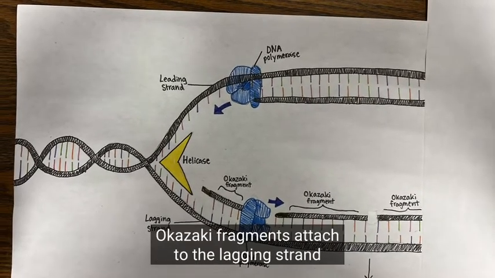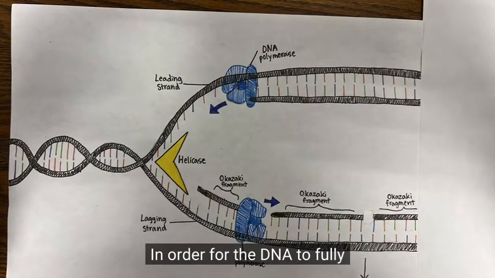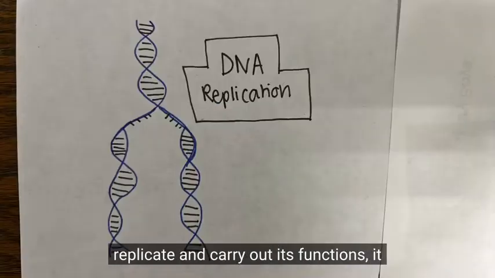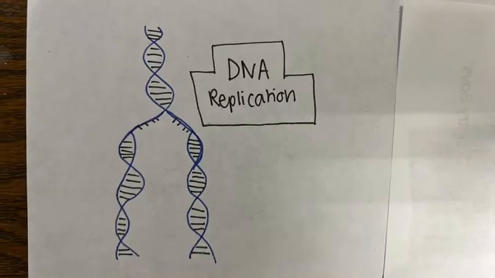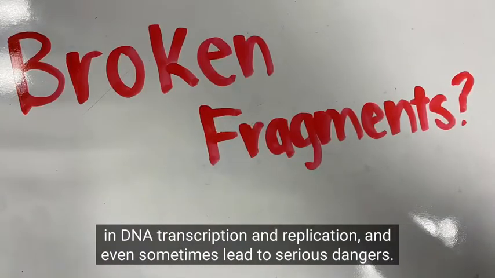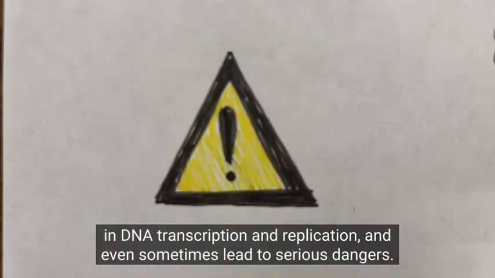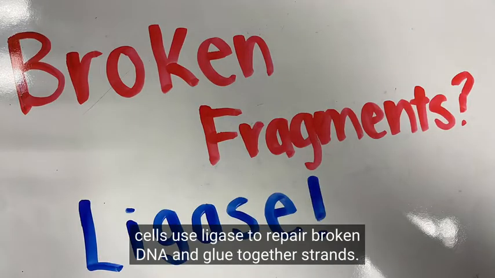Okazaki fragments attach to the lagging strand of DNA during the process of DNA replication. In order for the DNA to fully replicate and carry out its functions, it is necessary for the fragments to be synthesized together. Broken fragments in DNA can cause problems in DNA transcription and replication, and even sometimes lead to serious dangers. To prevent these dangers, cells use ligase to repair broken DNA and glue together strands.